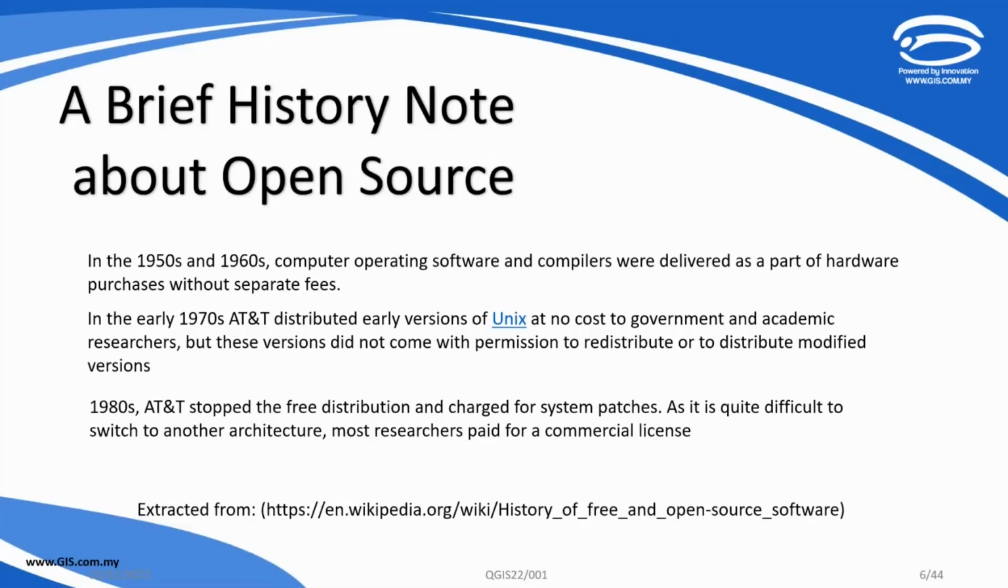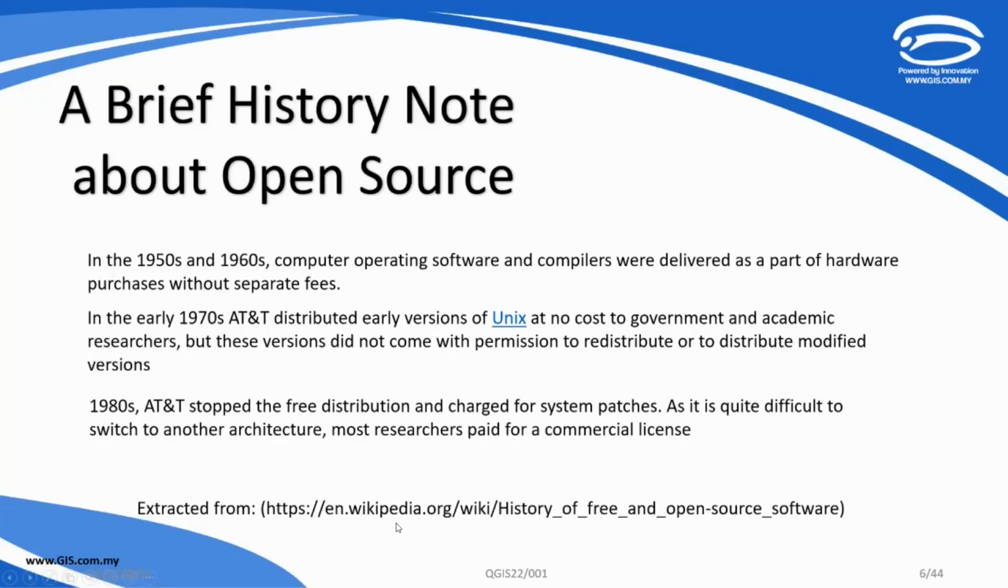That went on until the early 80s, when AT&T stopped the free distribution of Unix, and they started to charge people for patches, meaning that it wasn't free. They had to pay a maintenance fee. So it was quite difficult for people then to continue their research because they had to pay for the operating system. More information about what I'm saying is available on Wikipedia, and the links, as I said, will be shared inside the chat box.